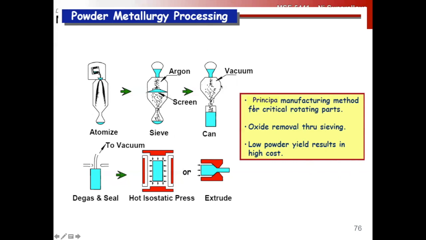Then it's poured into a can with vacuum. This is essentially a can in the shape of the part, right? So it's tooling that's in the shape of the part that you're doing. This is pulled under vacuum to degas, and then typically laser welded. The can is sealed, goes into a hot isostatic press where the material is sintered, right?